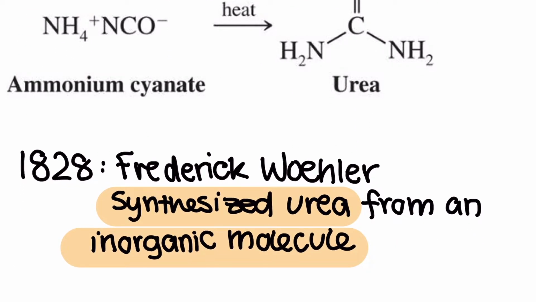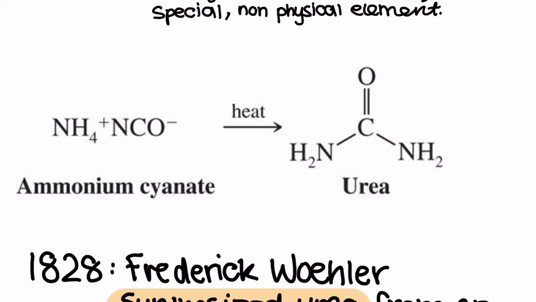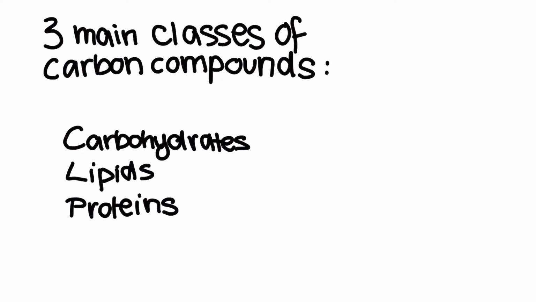He achieved this by heating an inorganic salt, which is here, ammonium cyanate, and that formed urea, which is a human waste product of nitrogen metabolism. And this showed that organic molecules are not fundamentally different to inorganic molecules. Now, there are 3 main classes of carbon compounds: carbohydrates, lipids, and proteins. And they are organic compounds that contribute very much to the function and structure of a cell. So we're going to be discussing carbohydrates in this video.